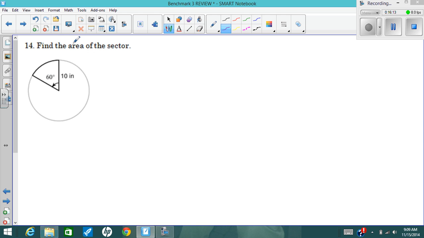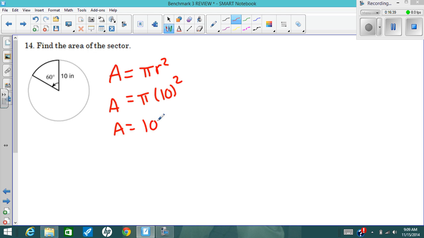Here I'm finding the area of the sector of the circle. The sector is this sort of slice of the pie. The first thing you need to do is find the area of the whole circle, and this formula is on your formula sheet, and the area is pi times the radius squared. In this case, the radius is 10. So the area of the whole circle is 100 pi.